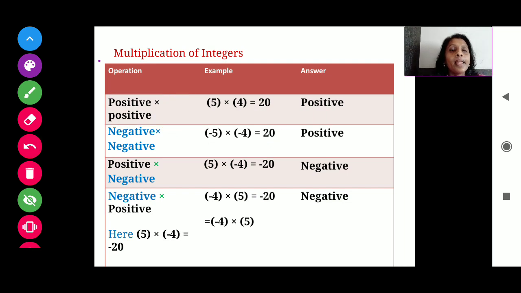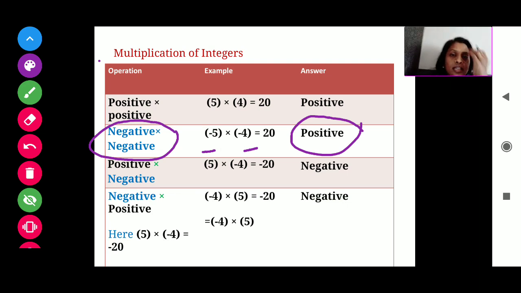Second one, negative integer into negative integer. Here we are multiplying two negative integers. So the negative sign occurs an even number of times, the first negative and the second negative. So your answer will have a positive sign. So you will get a positive integer.